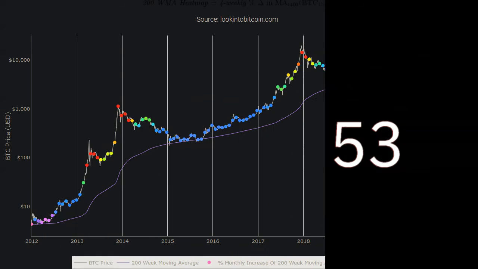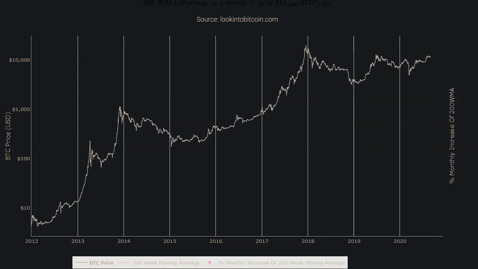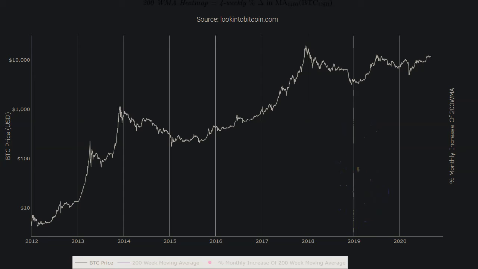Ladies and gentlemen, let me present you the 200-week moving average heat map. Our source for this analysis will be lookintobitcoin.com. On the screen you see an extremely minimalistic chart, but an extremely powerful and useful one. This chart consists of the Bitcoin price from 2012 till this day. You are seeing the 200-week moving average, one of the most important indicators for a Bitcoin investor and trader.